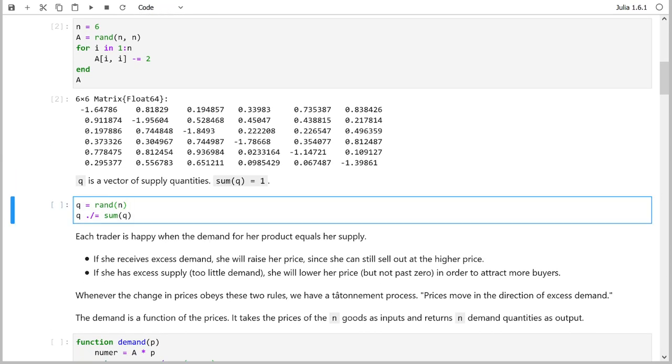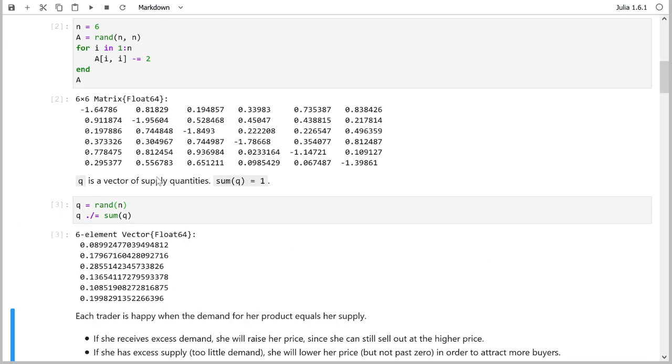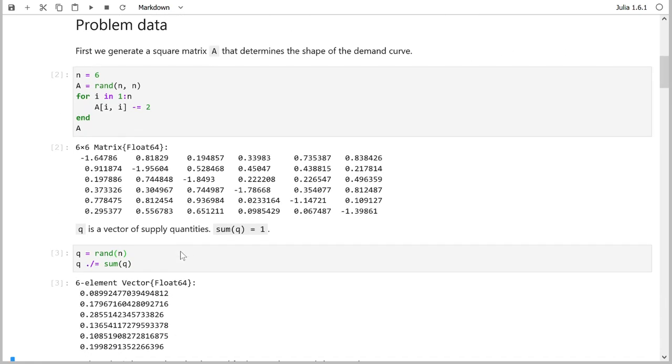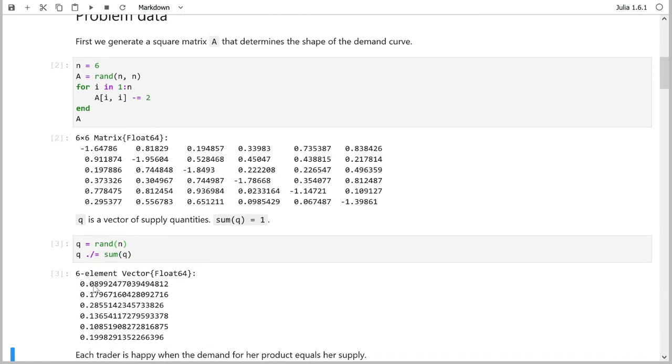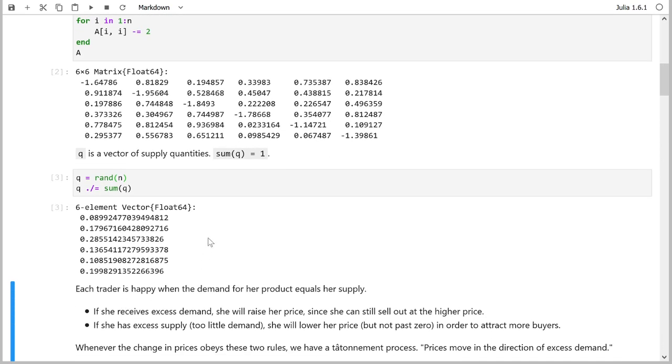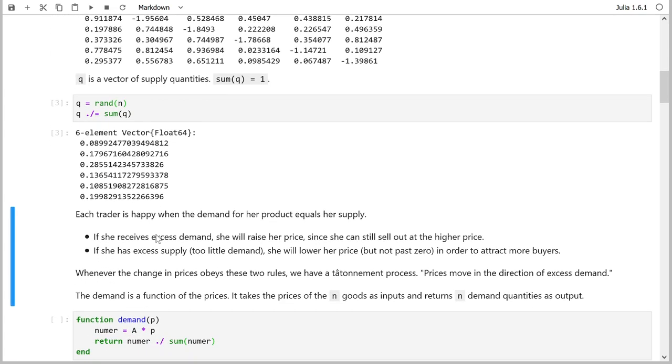And now we're going to generate the quantities that each trader is producing, and these quantities are known to the traders. So the first trader is going to produce 0.089 units of whatever her product is, and her goal is to sell just that many. And we're going to assume that the sum of all of their production is 1. This is without loss of generality. We're just picking some sort of unit to measure this in so that these add up to 1, and that's going to make the math a little easier down the line.